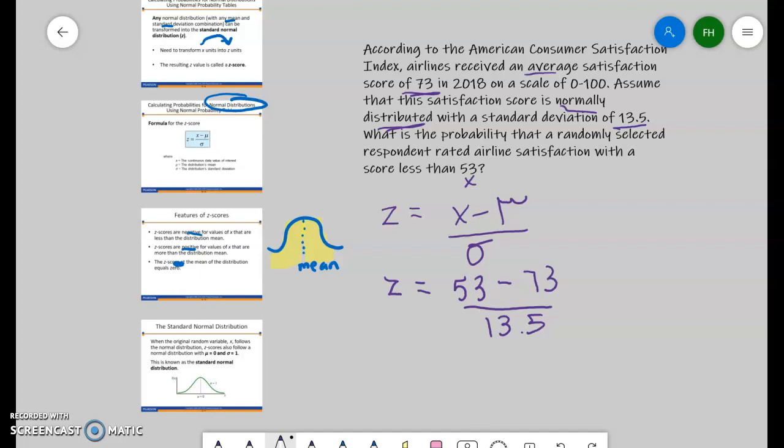So let's calculate that together. 53 minus 73 would be negative 20. Divide that by 13.5. So z is negative 1.48. I'm going to round.